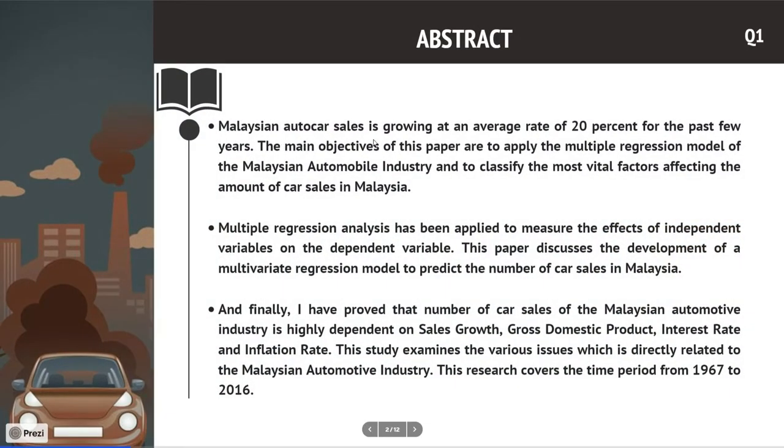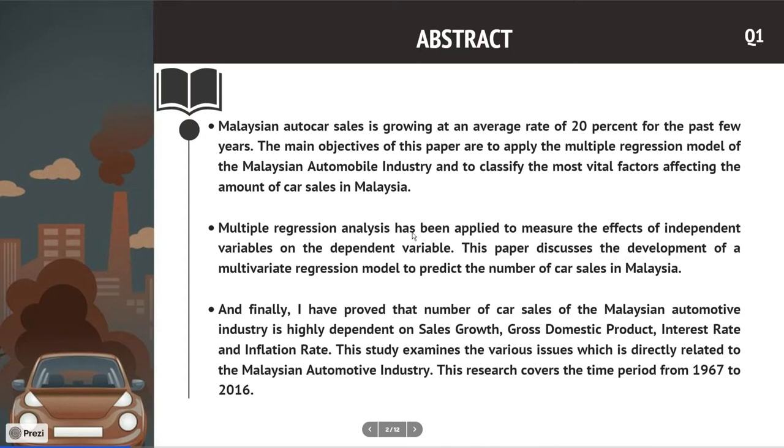Abstract. Malaysian car sales are growing at an average rate of 20% for the past few years. The main objectives of this paper are to apply the multiple regression model to the Malaysian automobile industry and to classify the most vital factors affecting the amount of car sales in Malaysia.